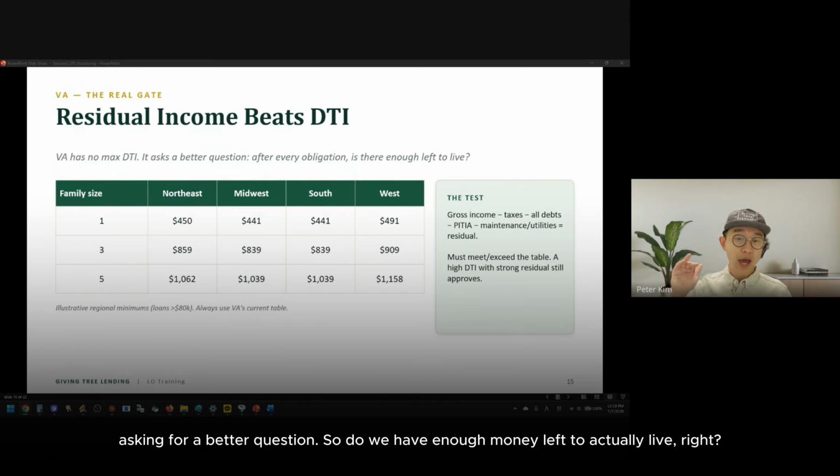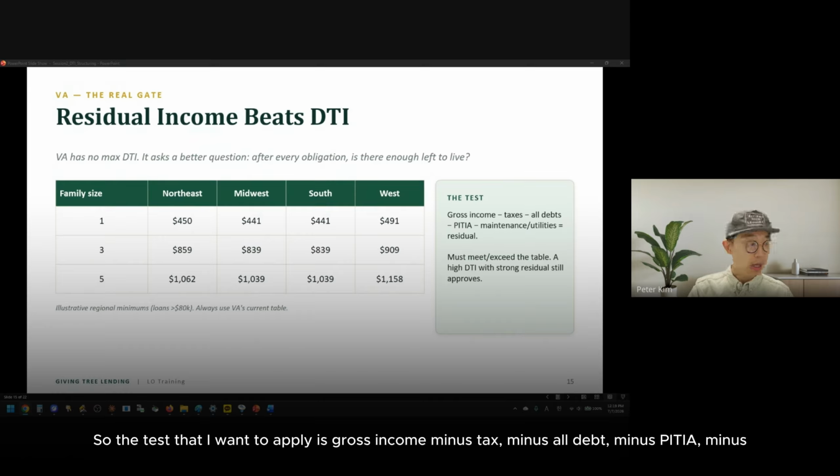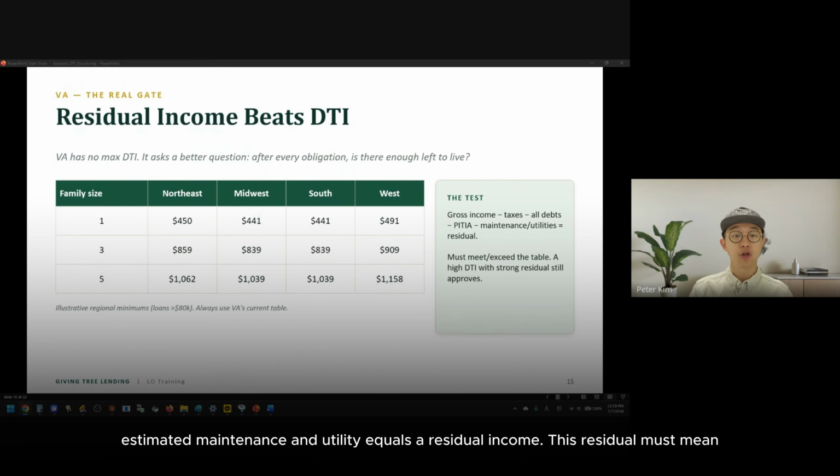So do we have enough money left to actually live, right? The test that I want to apply is gross income minus tax, minus all debt, minus PITIA, minus estimated maintenance and utilities, equals residual income.